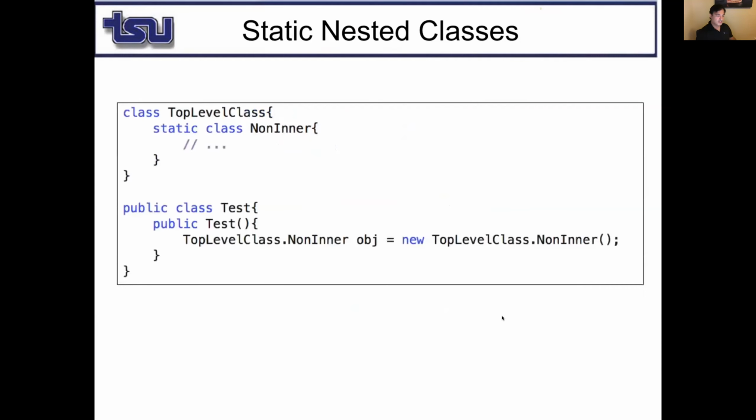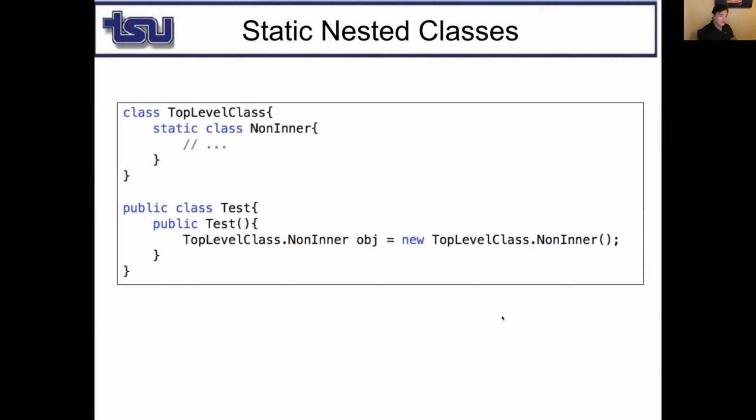Then this will be perfectly okay. So how do I create an object of this non-inner class? When I say non-inner, inner is static, non-static. So static, I just call it non-inner. It's not a good name, but I just name it that way.